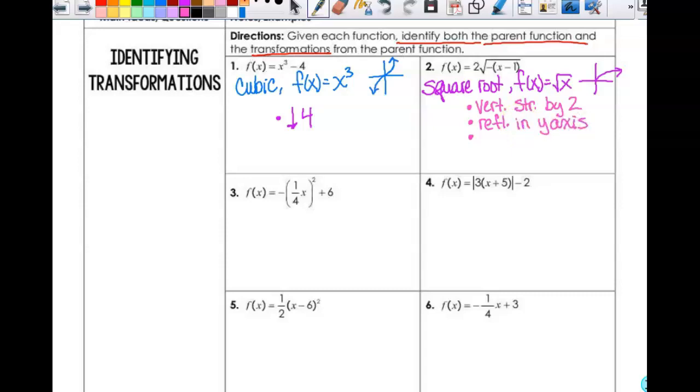And then that -1, what does that do? Moves it to the right 1. Good, because x lies. What questions do you have? We all good? All right. I don't know if number 3 is on the next slide or if it's on the same slide, but let's go to number 3.